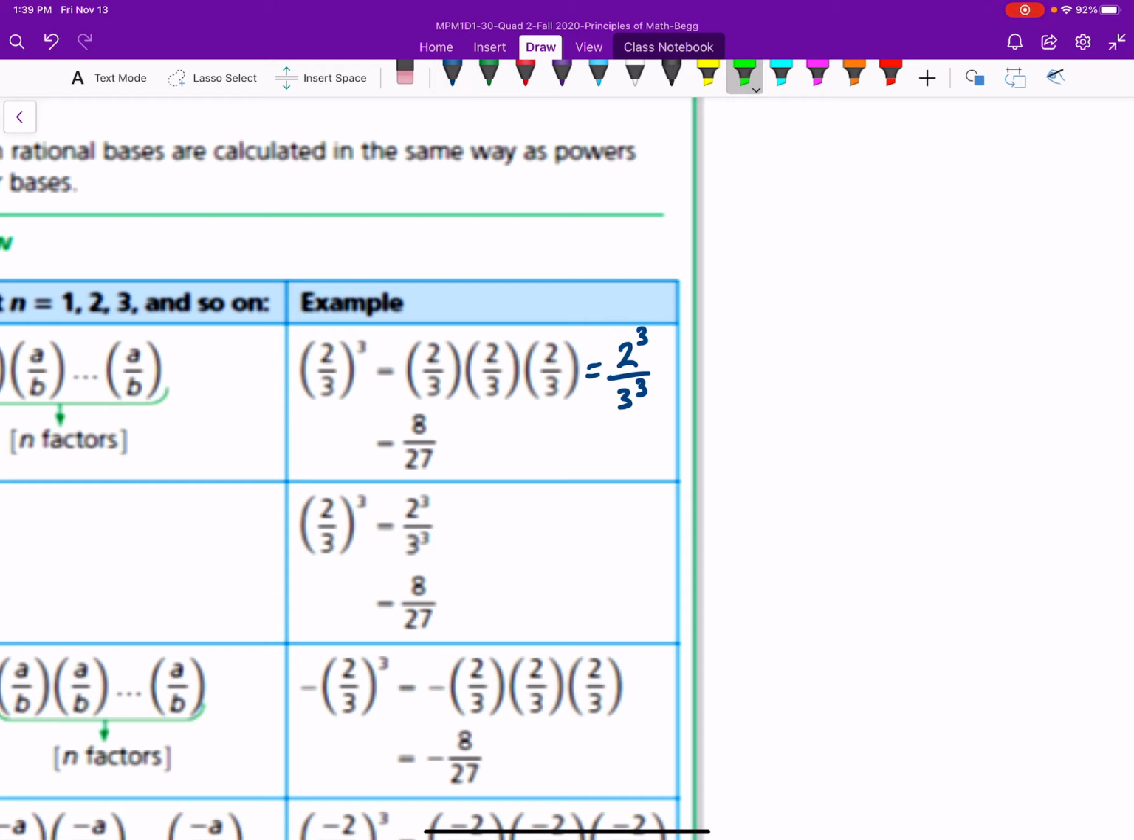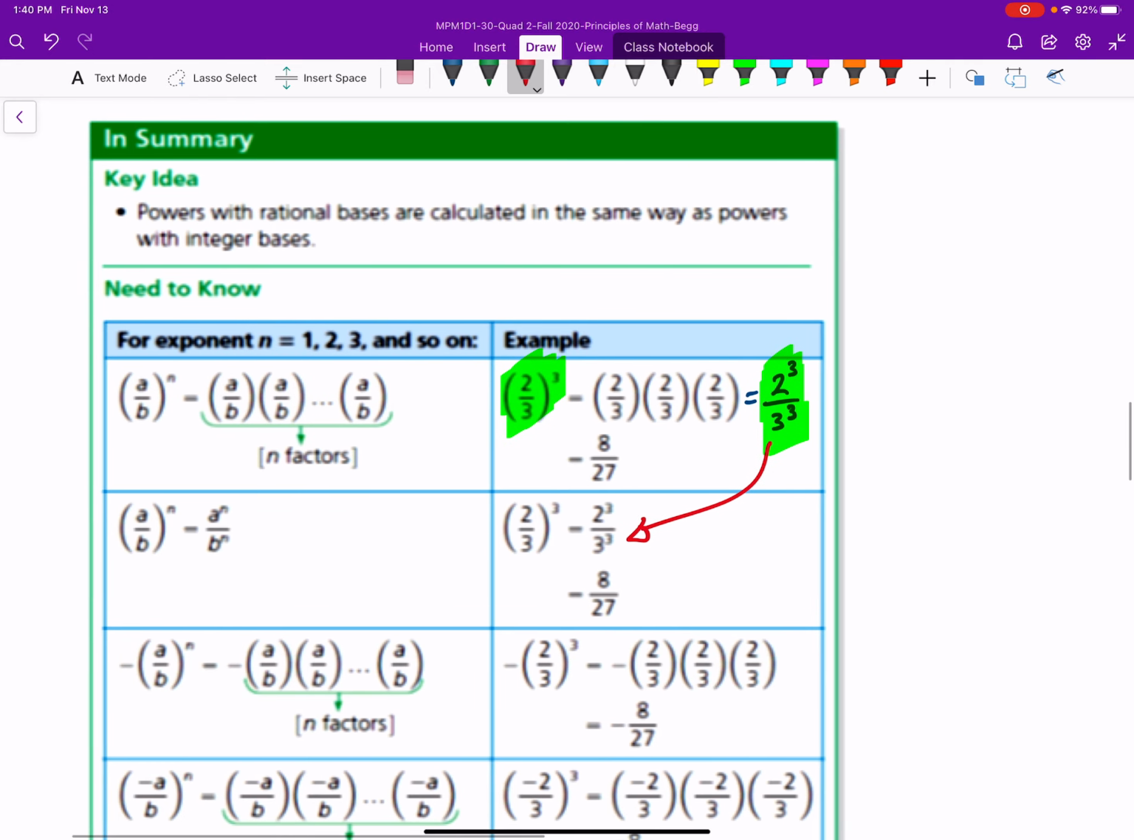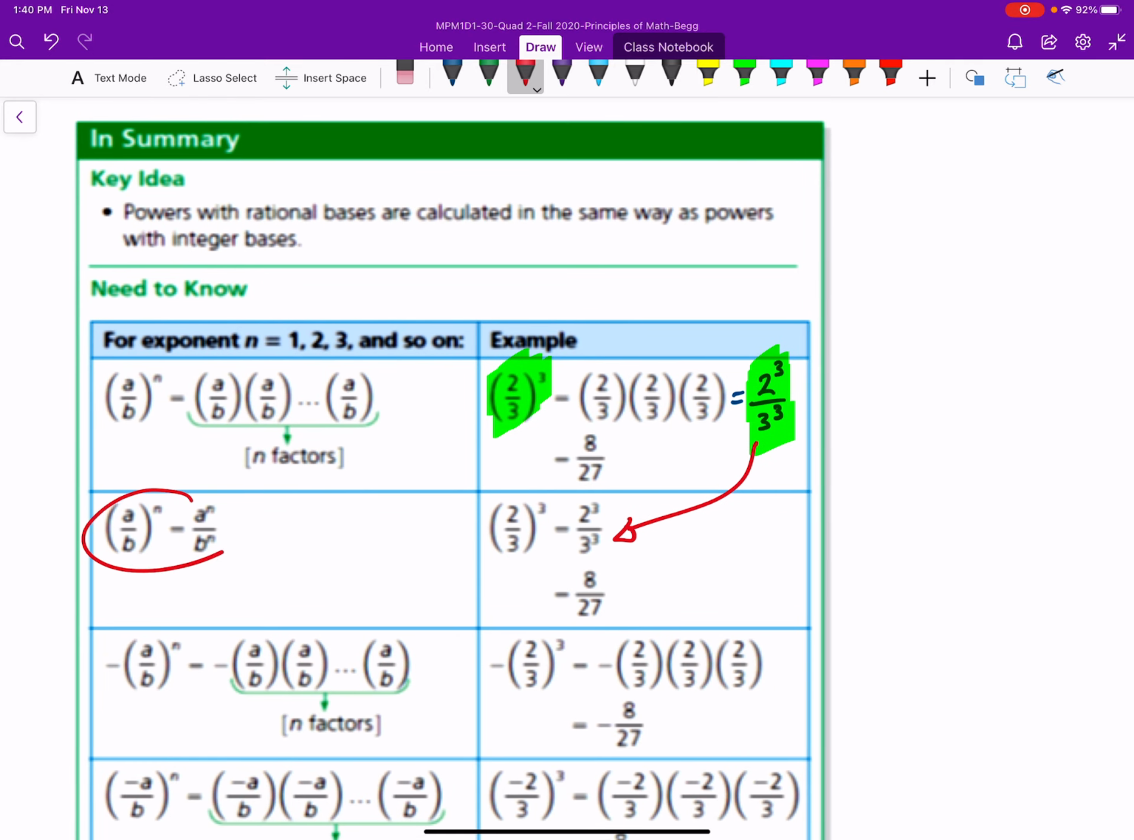So 2/3, like this, all raised to the exponent 3, can be done most easily, I think, by understanding that means I can just do the top to the exponent 3 over the bottom to the exponent 3. And that's what this part down here is showing. This would be the general rule here.